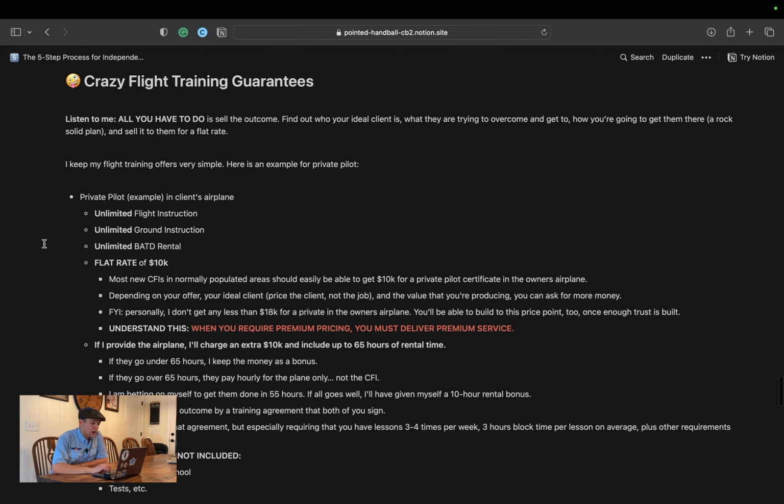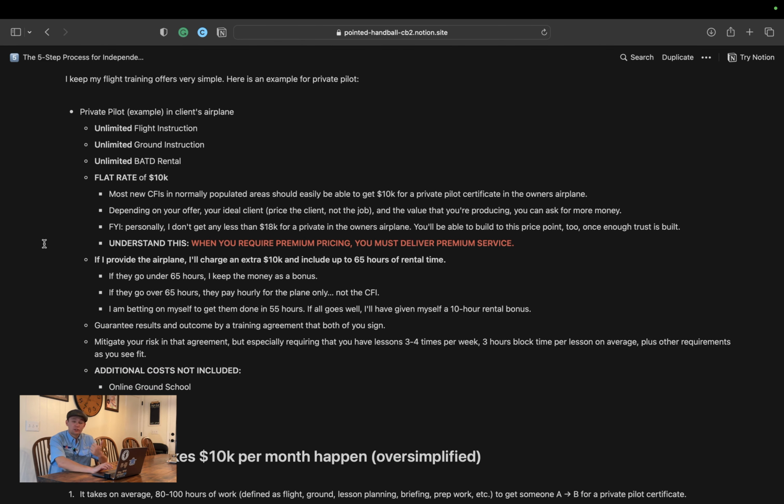In my flight training offers, I keep them very simple. I give unlimited instruction, unlimited simulator rental, and all of this to get them their certificate or rating for a certain amount of money. In this example of private pilot training in a client's airplane, I would give unlimited instruction, flight and ground, unlimited sim, all for a flat rate of $10,000. Now, this $10,000 flat rate is just going to the CFI. It's not paying for books, tests, airplane, anything. That's just the CFI's pay.